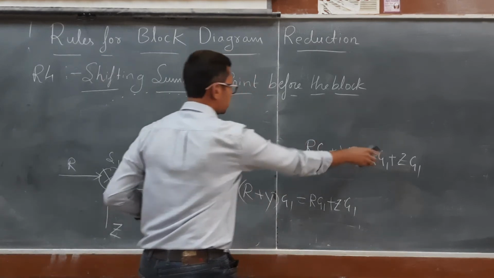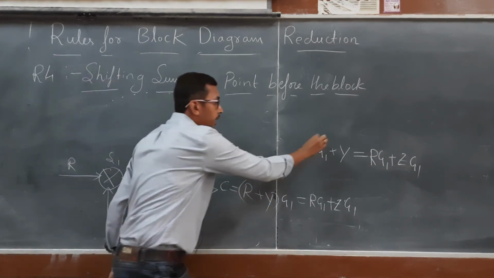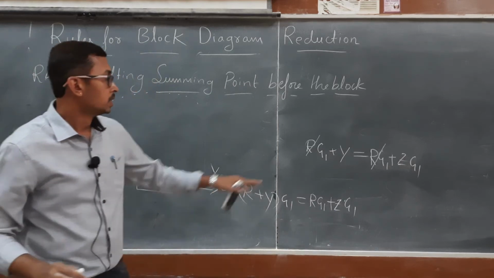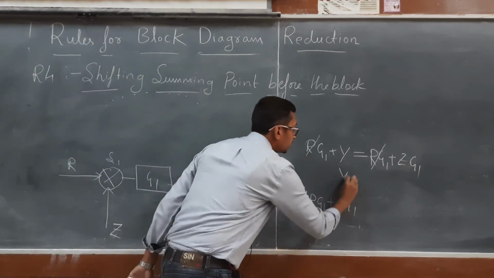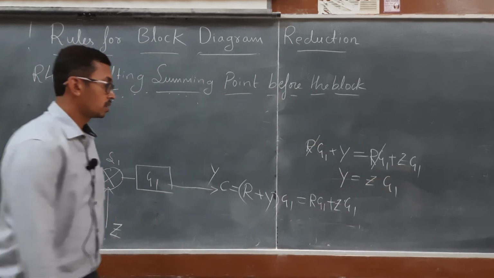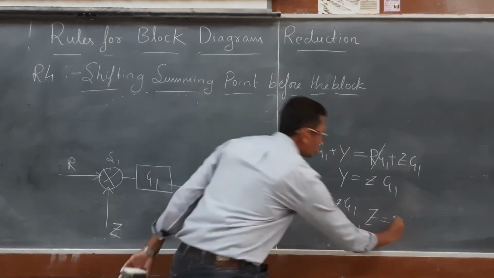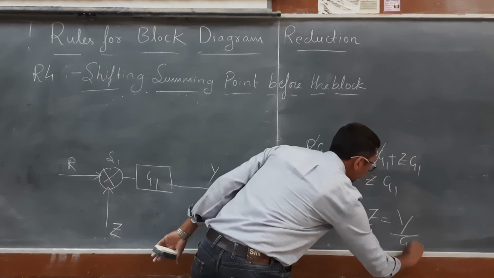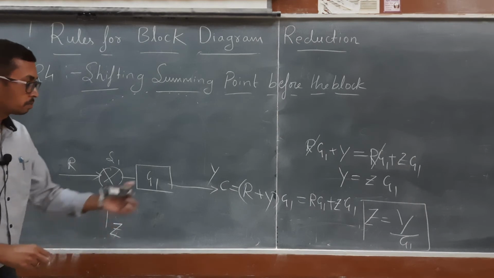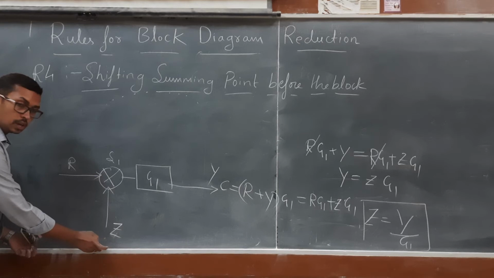After equating these two, what is the meaning of this? Rg1 is going to get cancelled. So what will happen? y is equal to zg1. Therefore, what is the value of z? z will be equal to y by g1. Okay, y by g1. What is the meaning of that? It means I changed the signal from y to z.